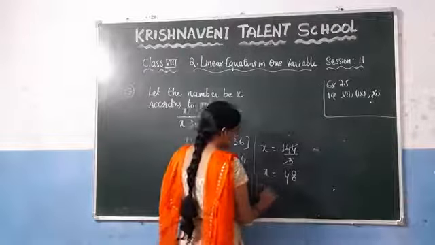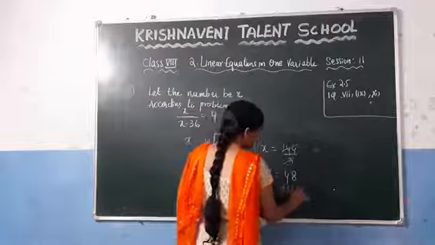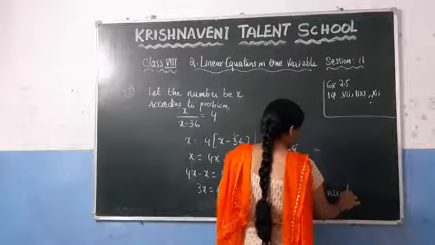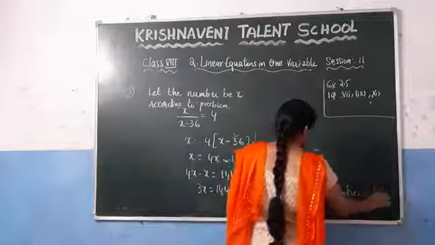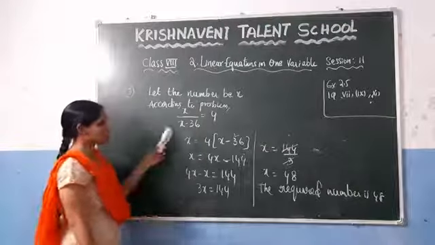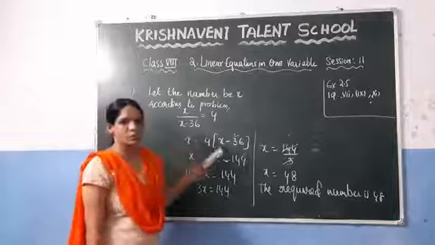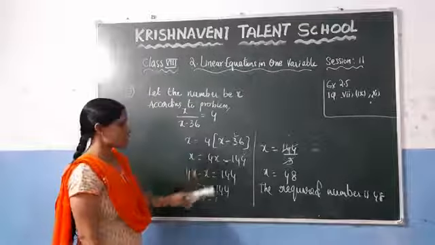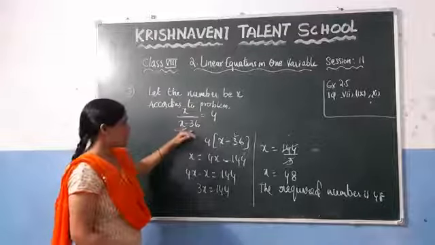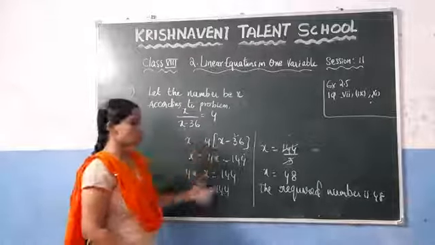So write it here at last. So the required number is 48. So what is the problem they have given here? If you divide these two numbers, you have to get the quotient as 4. So what is that number, which is nothing but 48. You can check it here. 48 by 48 minus 36. If you solve it, you will get the same answer.